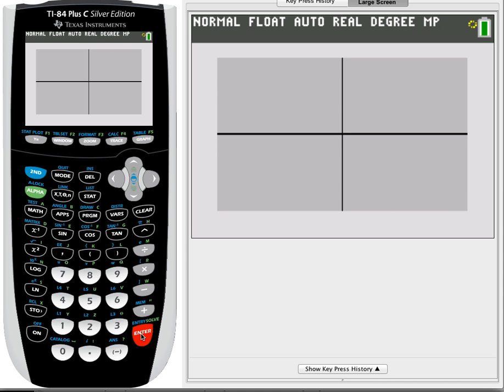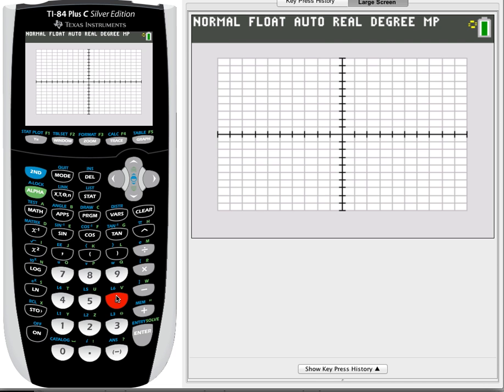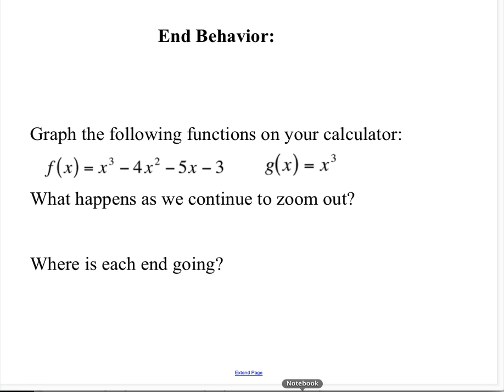So if you notice, the blue graph is going down on the left side and up on the right side, and it's really skinny. And the red graph is almost going to be right on top of that as we continue to zoom out at the end behavior. So the end behavior is going to do the same thing for any cubic function, any degree 3 function. If you want to reset your window, hit zoom and then 6, and that will reset it so that it's back looking like you're used to having it. So as we continue to zoom out, the end behaviors line up, and the left end is going down and the right end is going up.